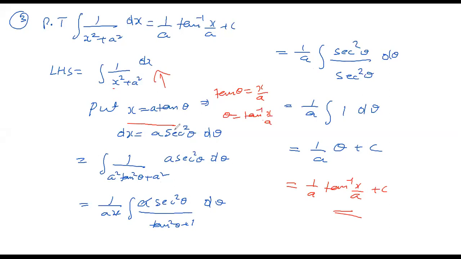So dx value I know, a secant square theta. The a cancels, it becomes 1 by a secant square theta divided by 1 plus tan square theta. What is 1 plus tan square theta? It is secant square theta. Secant square cancels, it becomes 1 d theta. Integration of 1 will be theta plus c. That's the answer. Okay, next.